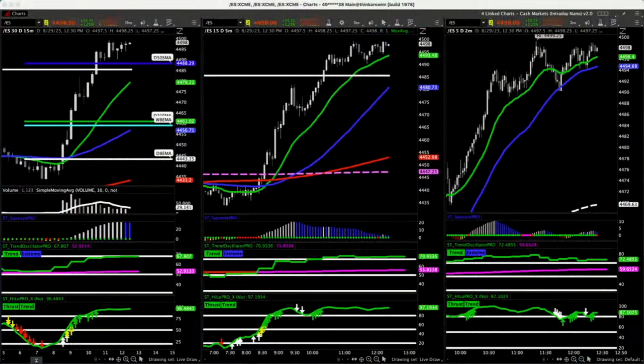The more market participants you have in a stock, meaning the big stocks like SPY, QQQ, Nvidia, Apple, Microsoft, the more big players you have, the cleaner the signals will tend to be.